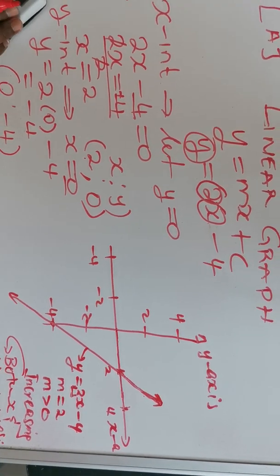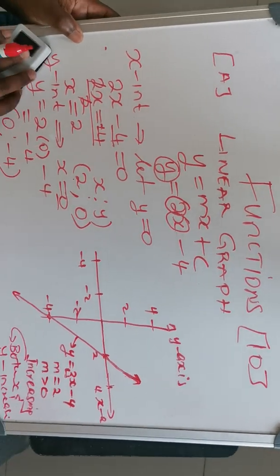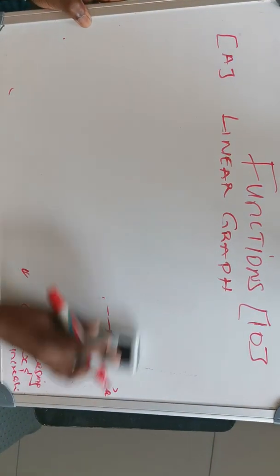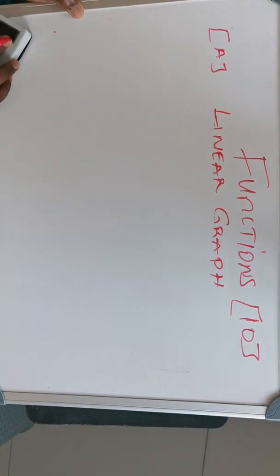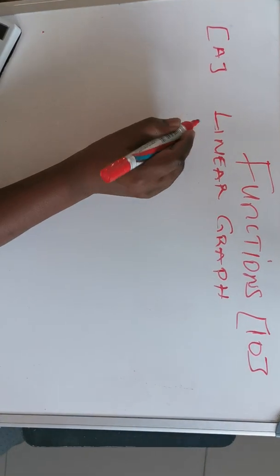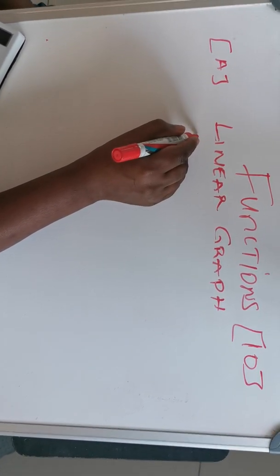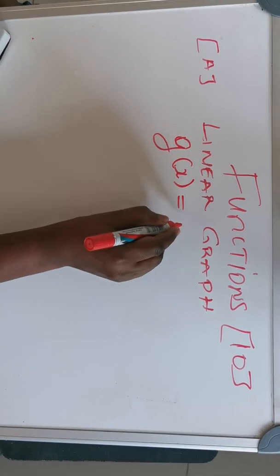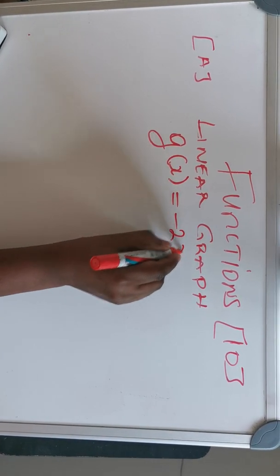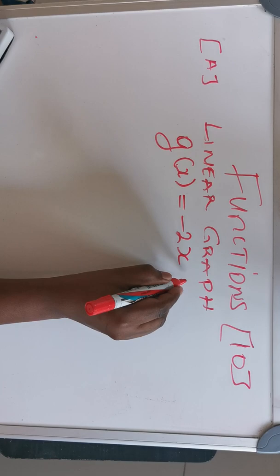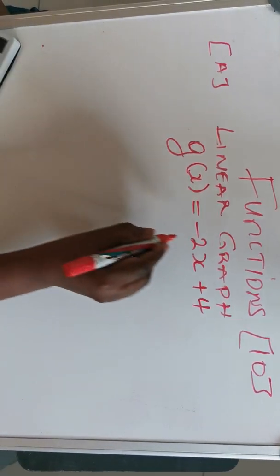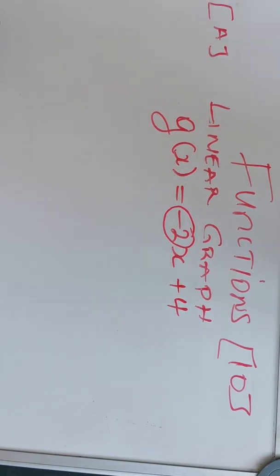Okay, let me give you the last example, obviously with a negative gradient now. With a negative gradient, let me say this is g of x, one of the notations, equal to minus 2x plus 4. Now you can see our gradient is negative.